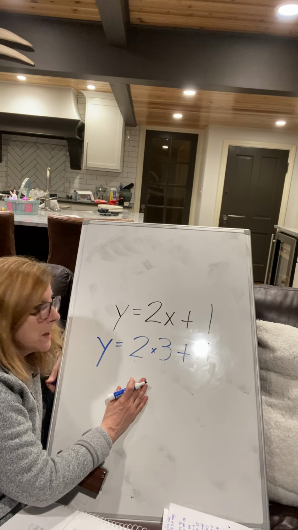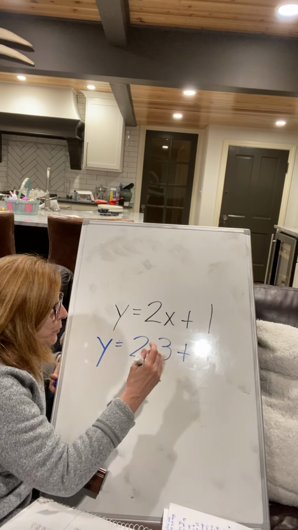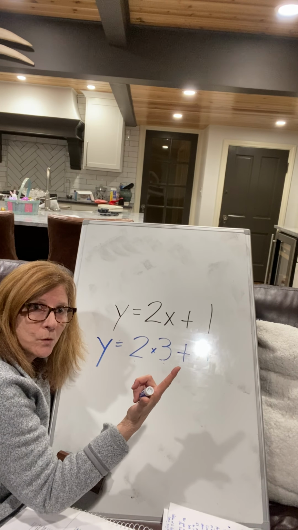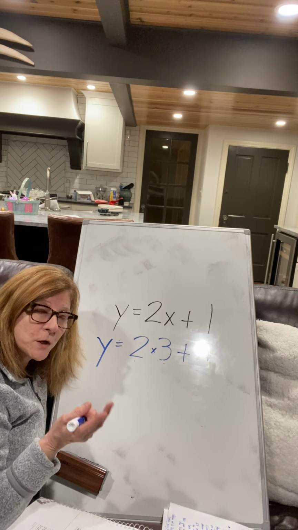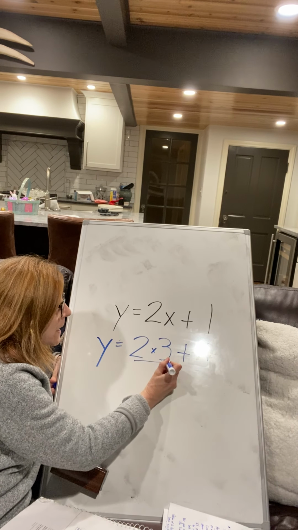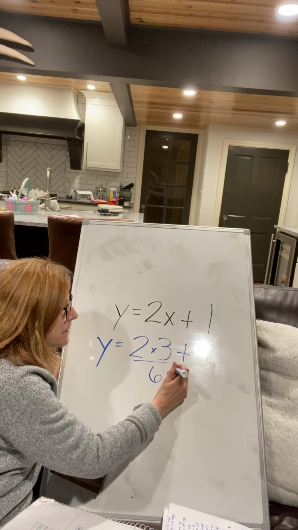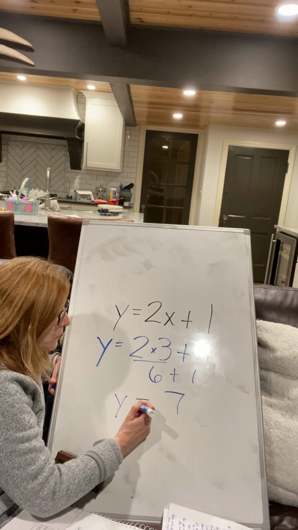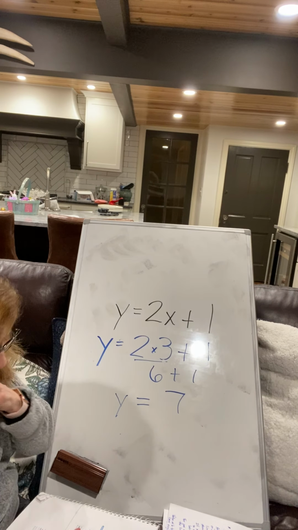Now we've got to use our order of operations, which says do parentheses first. We have no parentheses. Do exponents or square roots next. We have none of those. Then you do multiplication or division. We have multiplication, so we're going to do it first. 2 times 3 is 6 plus 1. 6 plus 1 is 7. So y equals 7. So when x is 3, y is 7. All right?